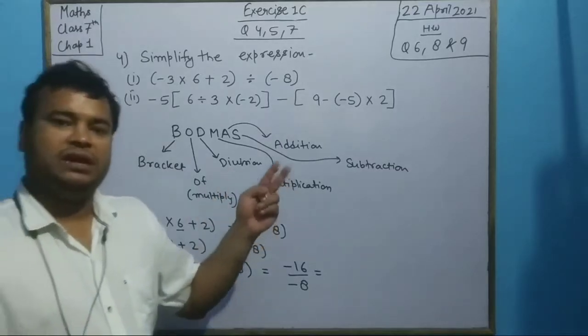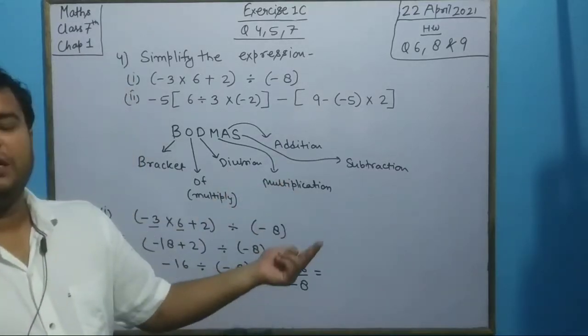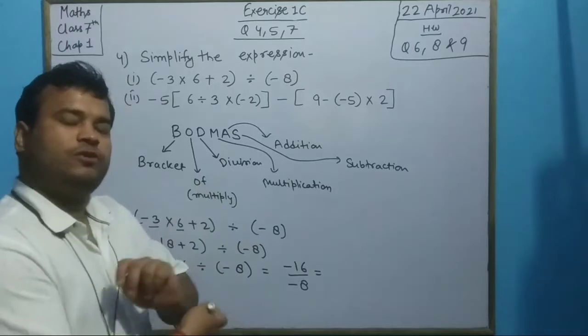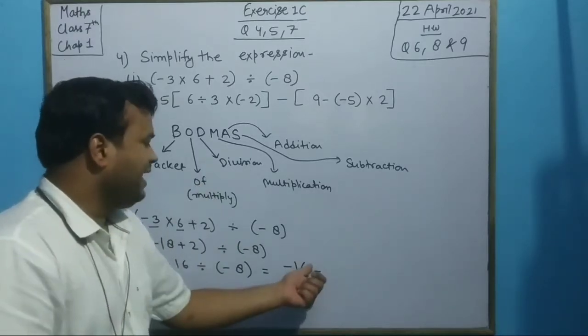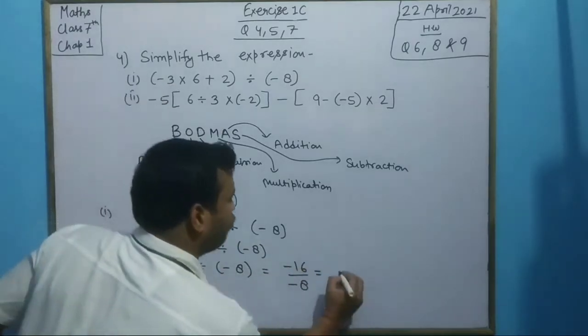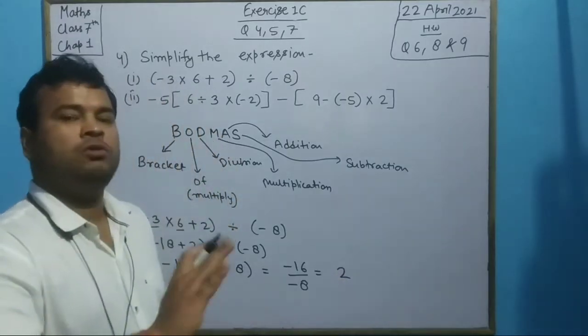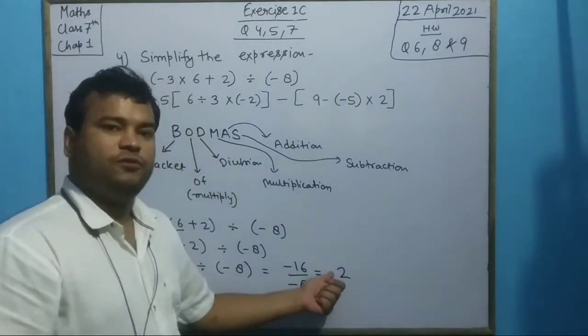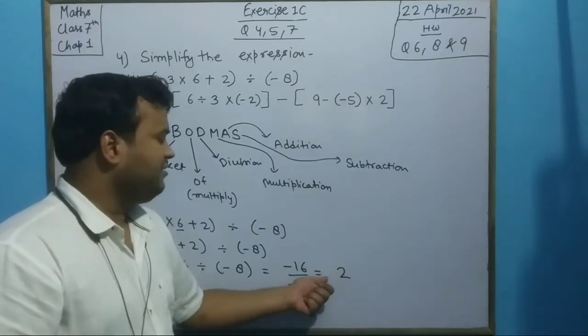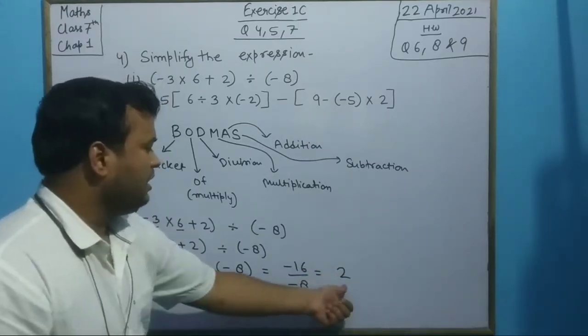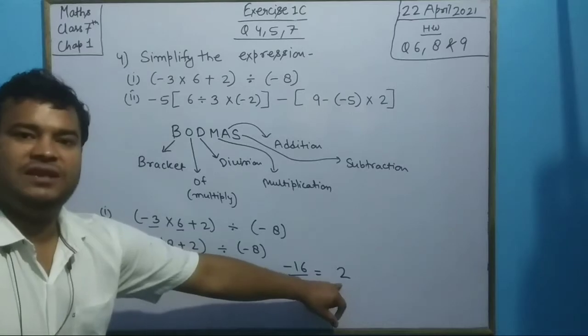I have told you there are two negative signs. Two is an even number, so the sign will be positive. Now divide 16 by 8, it will be 2 with a positive sign. No need to denote any sign before it, because if there is no sign, it is always positive. So the answer is 2.